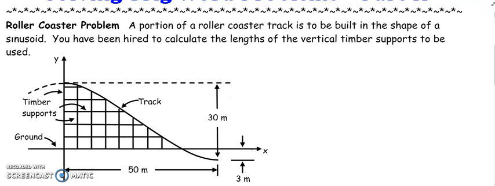All right, roller coaster problem. A portion of a roller coaster track is to be built in the shape of a sinusoid. You have been hired to calculate the lengths of the vertical timber supports to be used. Ooh, look at this beautiful picture. It's a very nice picture.